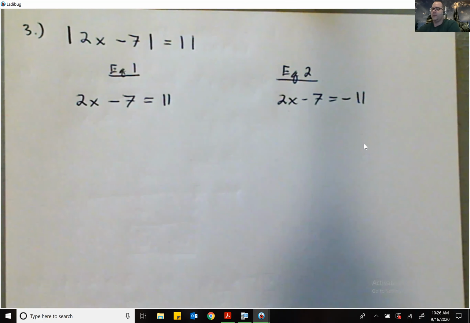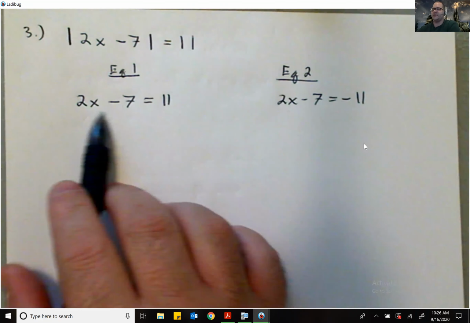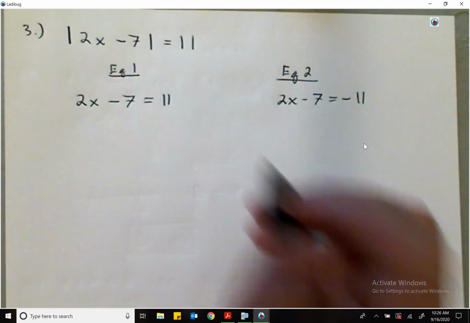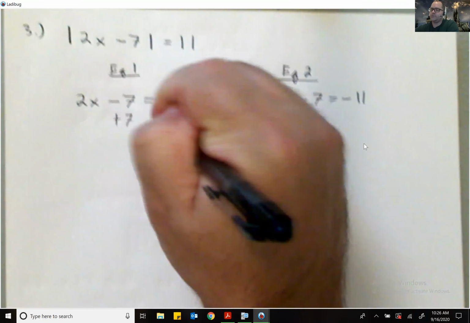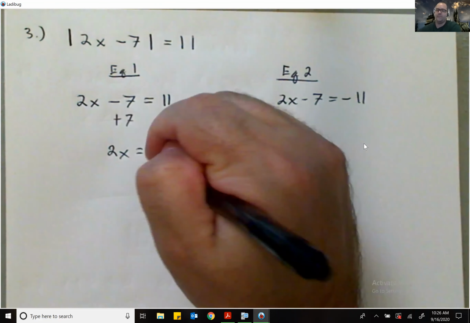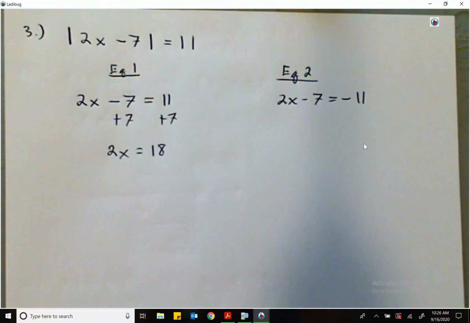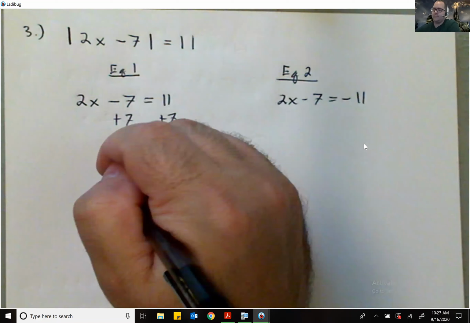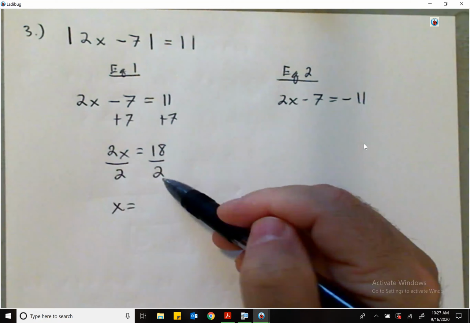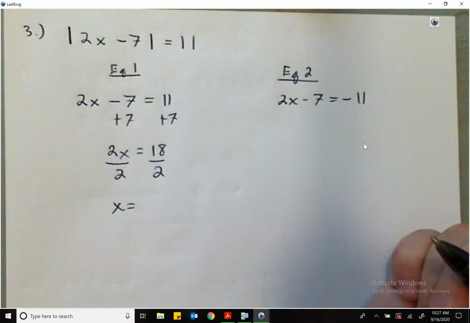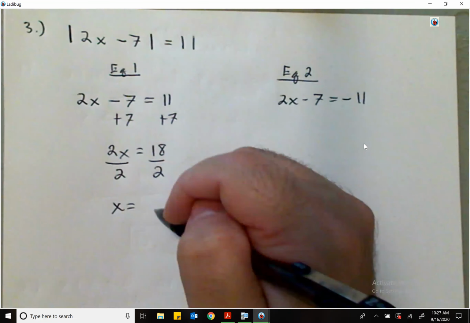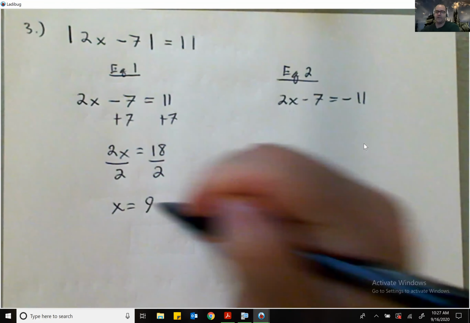Okay. So how do we solve 2x minus 7 equal to 11? What are we going to do first? Add 7 on both sides. Yay! So we get 2x equal to 11 plus 7 is 18. Now what? Divide by 2. Yes, divide by 2. X equals 18 divided by 2 is? 9. There we go. So there's one of our answers.